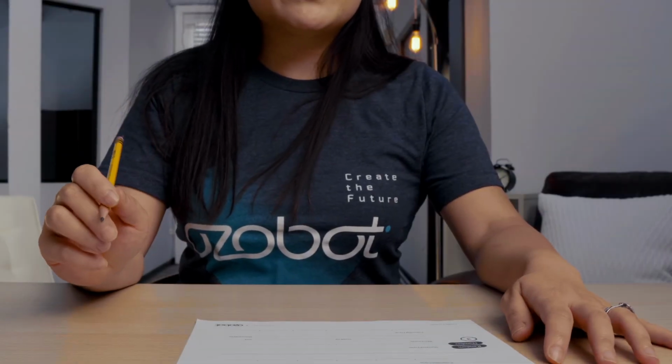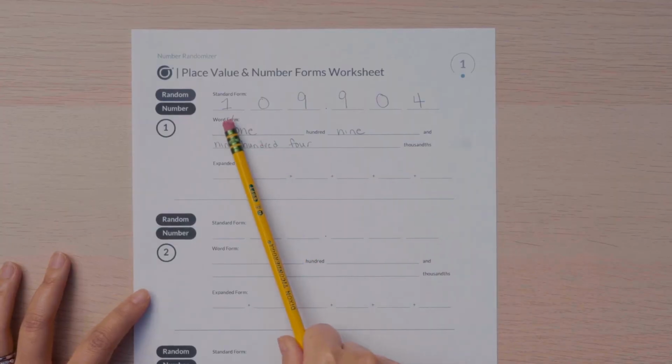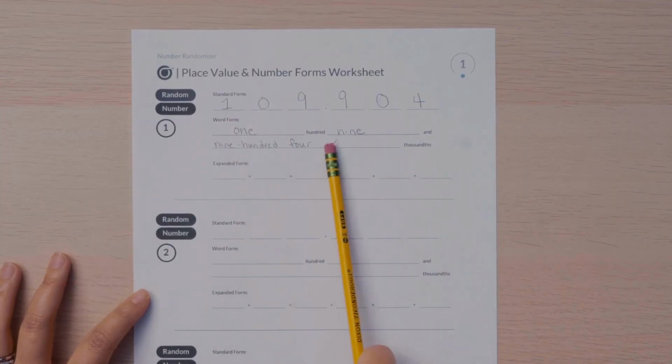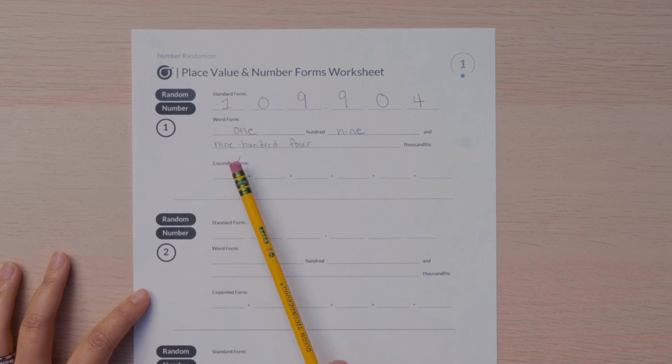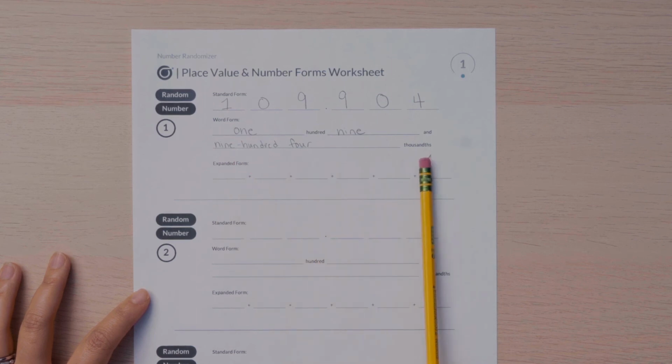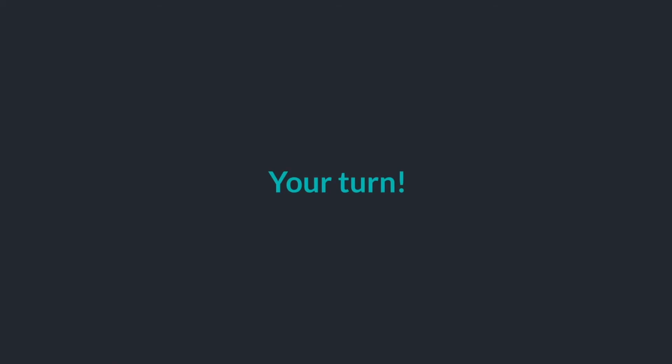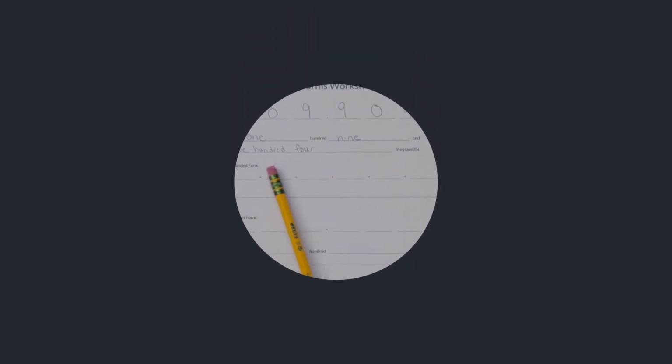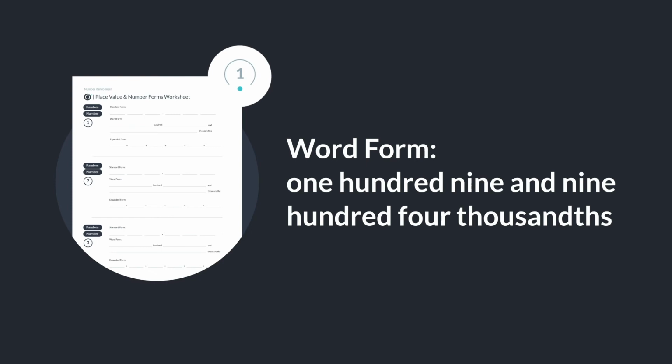After your decimal is written in standard form, write it out in word form. Here I have 109 and 904 thousandths. Here's what my number looks like in word form. Can you write your number in word form?